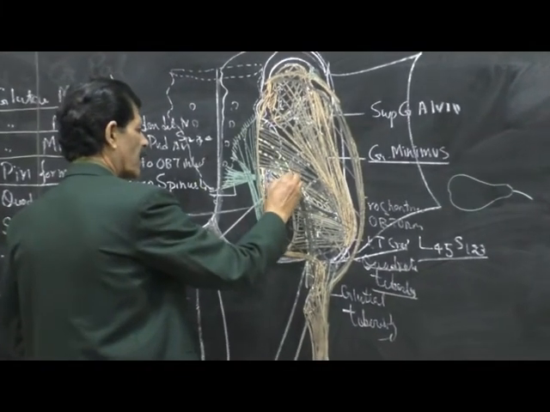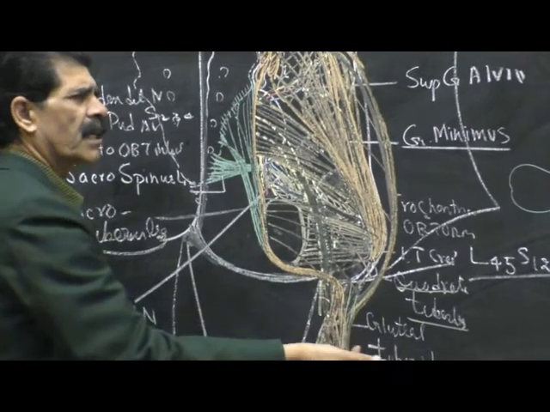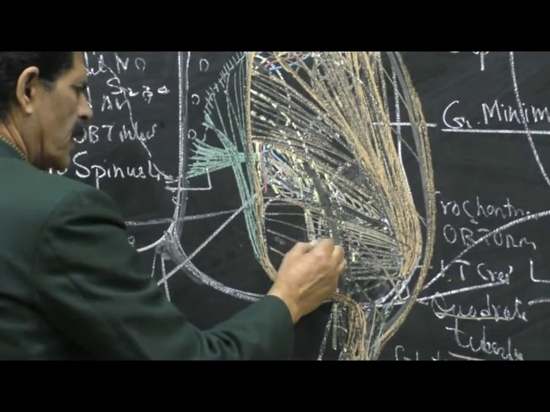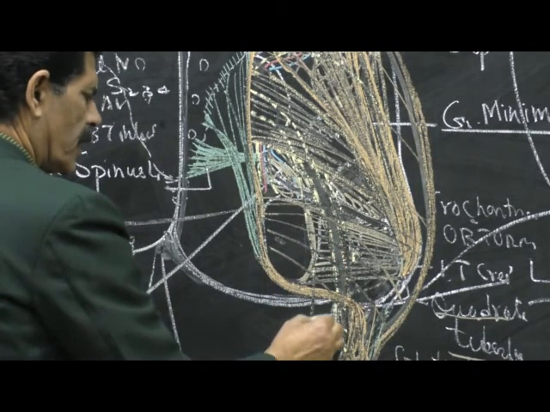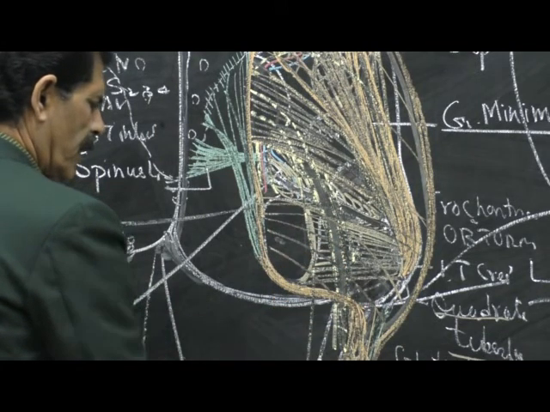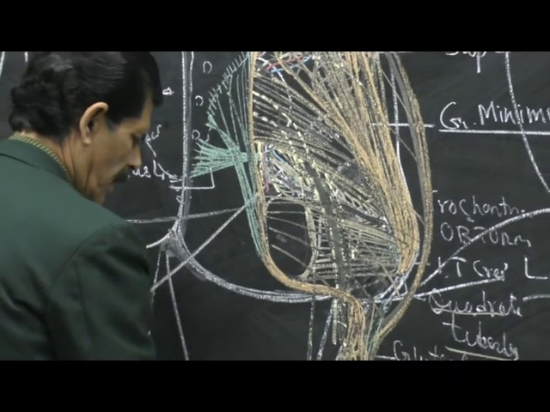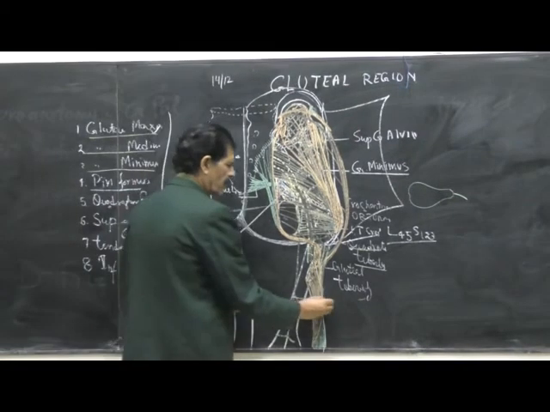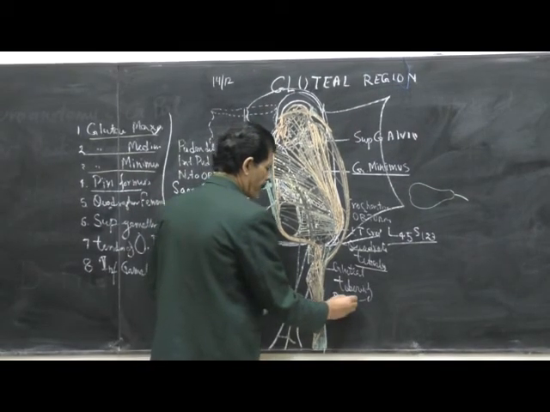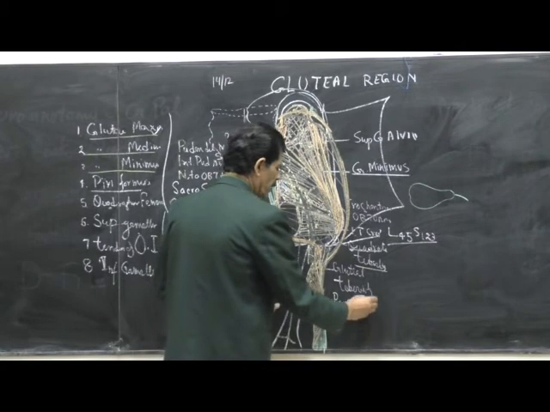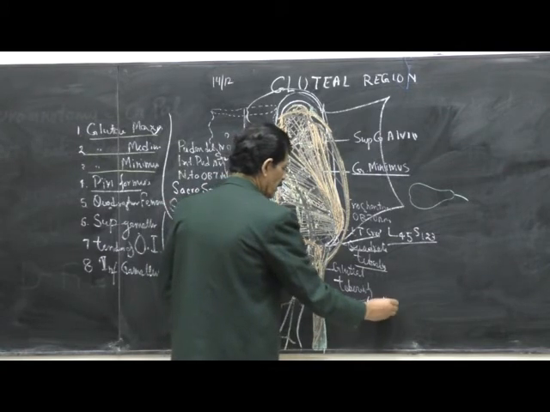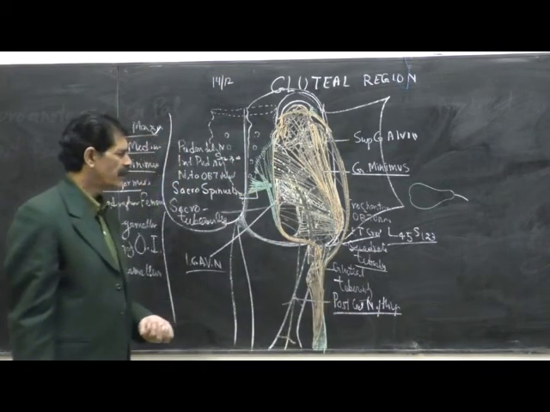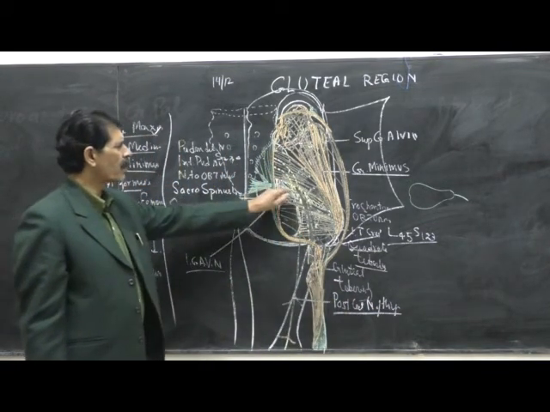Medial to the sciatic nerve, or sometimes posterior to the sciatic nerve, another cutaneous nerve comes, which pierces the deep fascia and becomes subcutaneous in the middle of the thigh and reaches up to the knee joint. So this nerve is called the posterior cutaneous nerve of the thigh. This nerve supplies the skin of the back of the thigh. So it is also coming from the lower border of the piriformis.